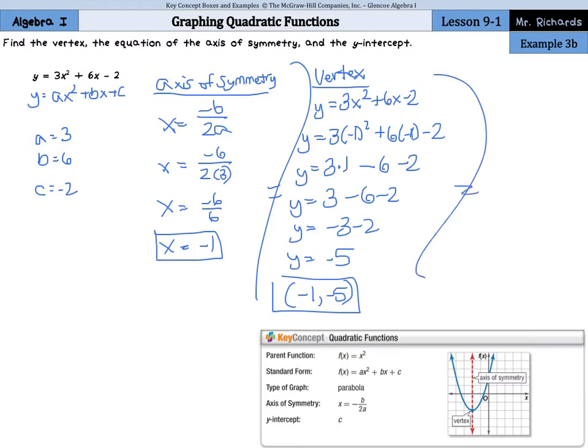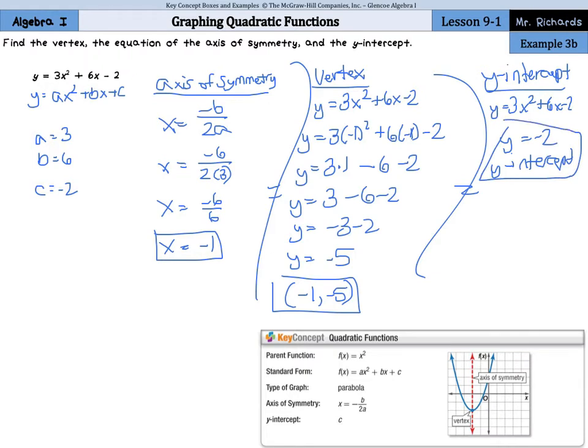And lastly, for my y-intercept, we could go through our original function one more time. y equals 3x squared plus 6x minus 2. And almost mentally, if you put in 0 for each of the x's, you'll end up with y equals negative 2 for your y-intercept. Or, just like in the last example, we could recognize that, hey, my c is the y-intercept in a standard form of a quadratic function. And so negative 2 is going to be my y-intercept.